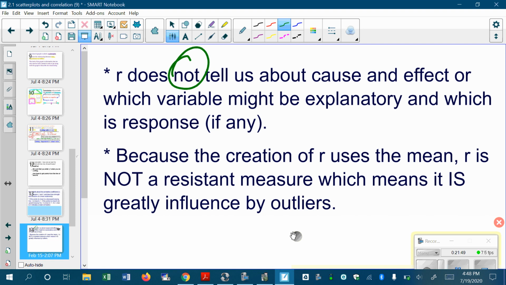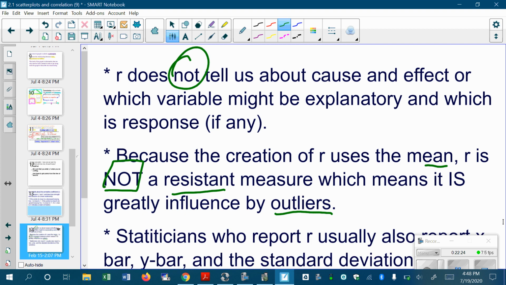Now, I didn't show you how we calculate R, but the formula that is behind what your calculator is doing to figure out correlation actually utilizes the mean, or the average. It also utilizes an idea sort of like standard deviation. It has a square root in it. So because the calculation of correlation uses the mean, that means correlation is not resistant to outliers. If there are outliers in your data, that could have a huge impact on your correlation value. So we need to bear that in mind.